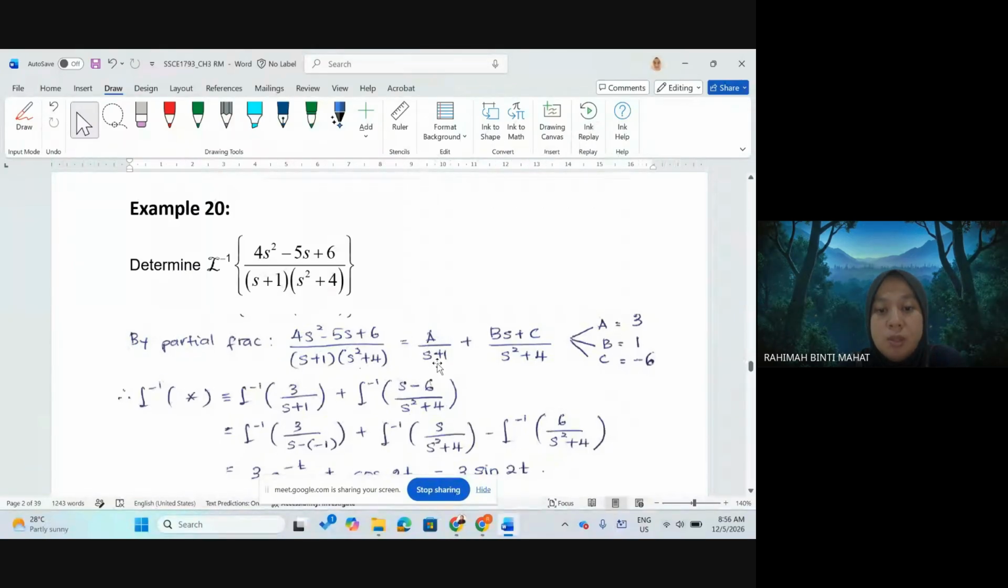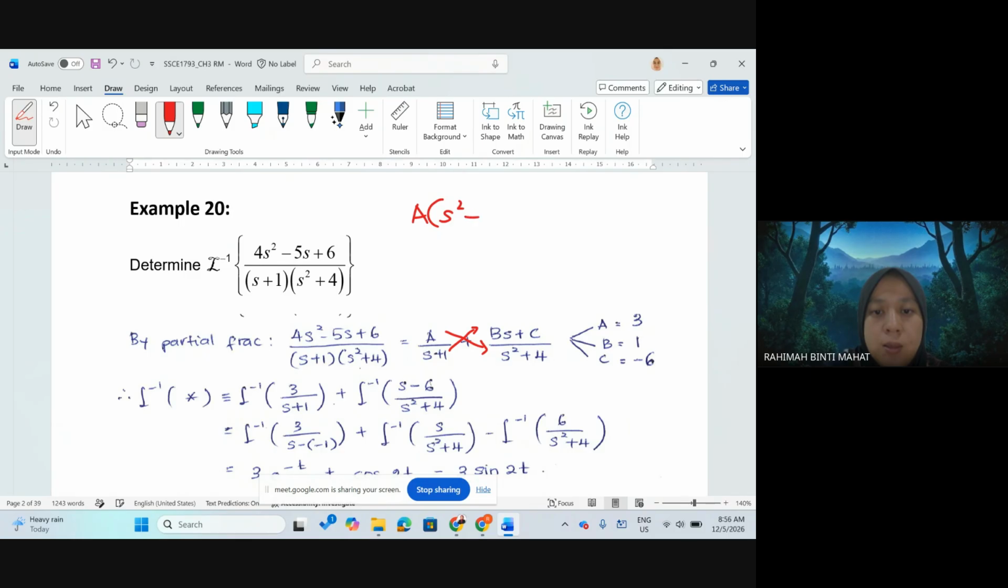So you can get A over s plus 1 plus, this one is the polynomial, so the polynomial is Bs plus C. So if you look here, there are three coefficients that you need to determine the value of. There are A, B, and C. How do you get these values? Similar to the previous example, you need to cross multiply here.